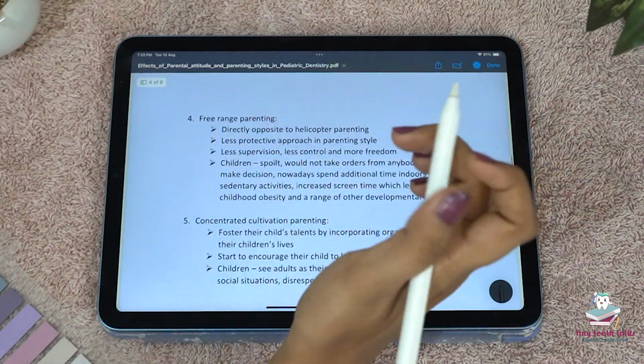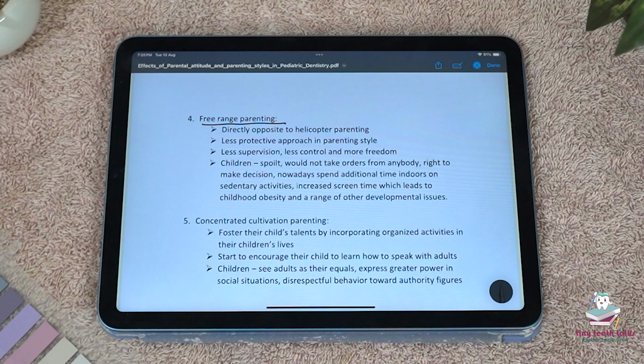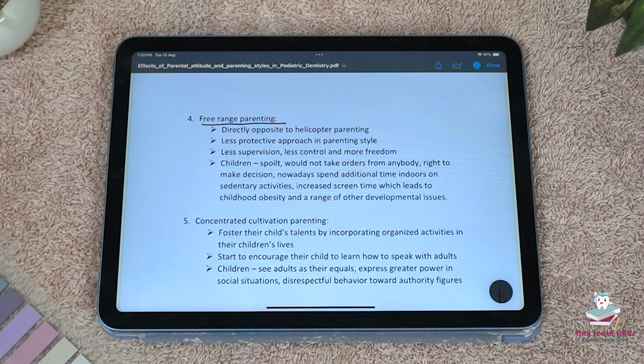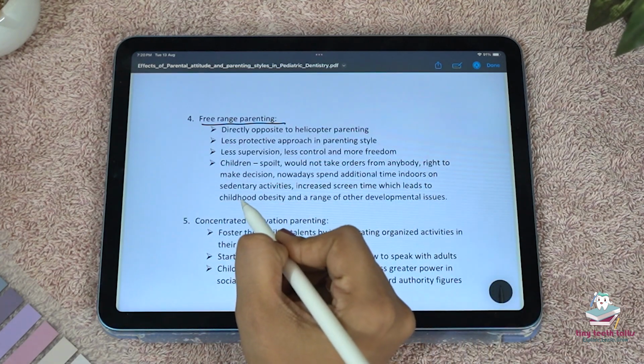The free-range parenting. This is directly opposite to helicopter parenting. They basically do not interfere. So it is a less protective approach in parenting style, with less supervision, less control, and more freedom. Children might become spoiled, would not take orders from anybody, and have the right to make decisions. Nowadays they spend additional time indoors on sedentary activities. Sedentary activities means little or no physical activity, which increases screen time, which leads to childhood obesity and a range of other developmental issues.